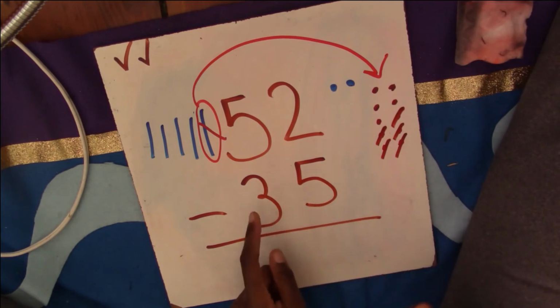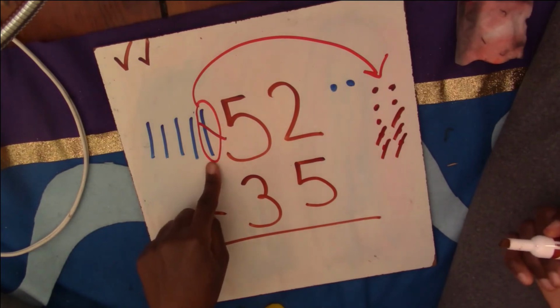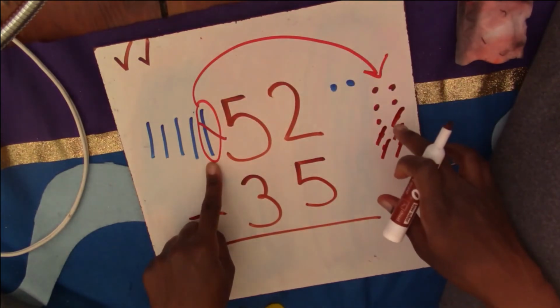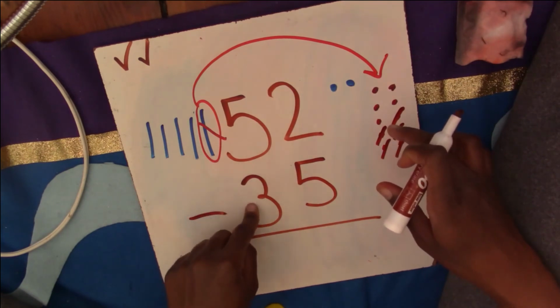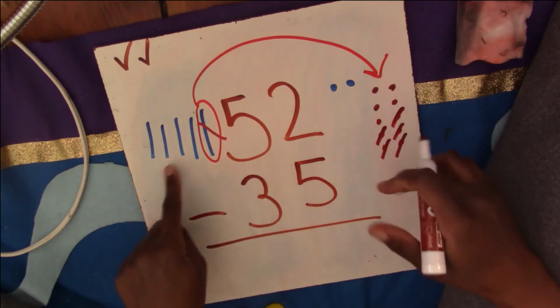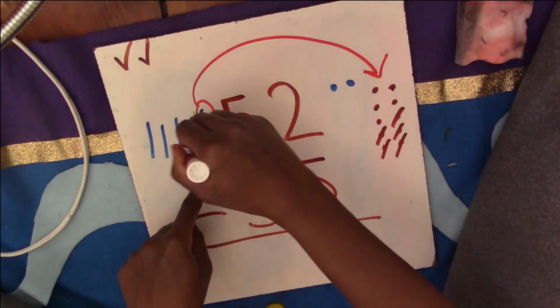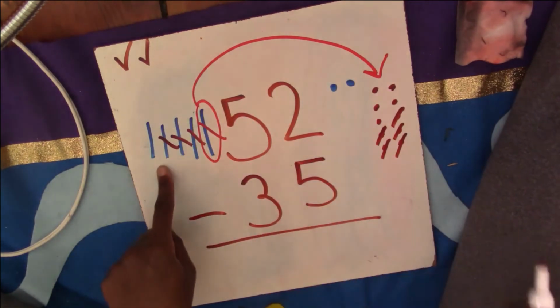Now I need to take away 3 10s. So I already took away that one because, well, I didn't take it away. I borrowed it and it went over here with my other ones. So now I'm going to take away 3 10s from what's left over here because I already counted that one. So 3 10s. 1, 2, 3.